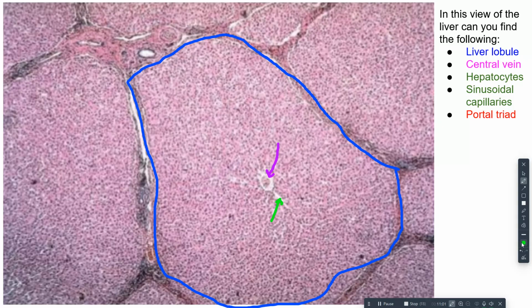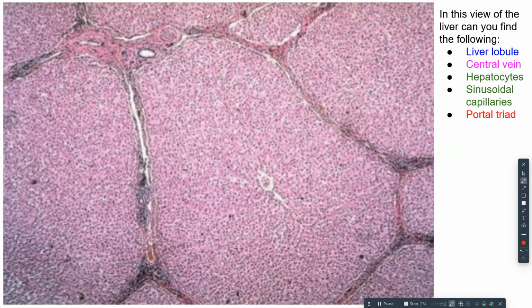Now, I also see a nice portal triad. Technically, there are portal triads at every corner, but I don't always see them in the microscopy. But this is a portal triad right here. And it looks like I have a branch of the hepatic portal vein right there. It looks like I've got an arteriole as well as a bile duct. So the two blood vessels are bringing blood to the lobule so it can get filtered. The bile duct is taking bile away from the lobule, taking the bile onward to either the duodenum or the gallbladder.